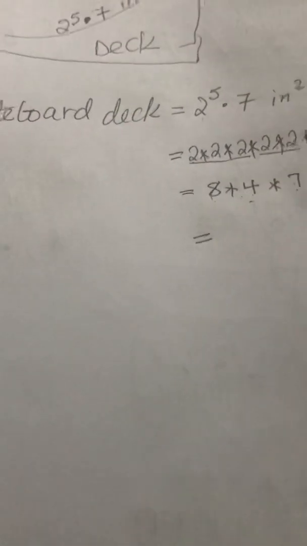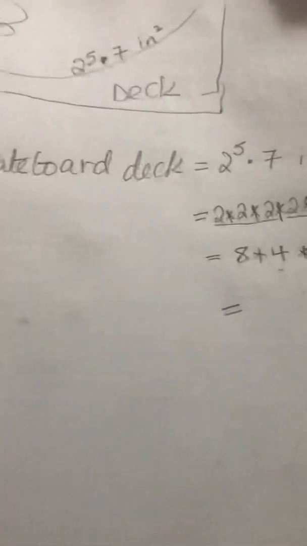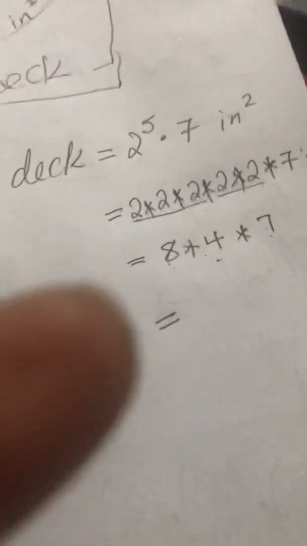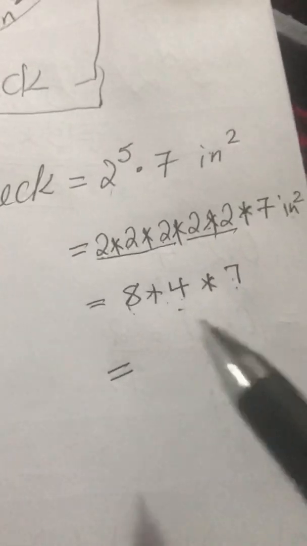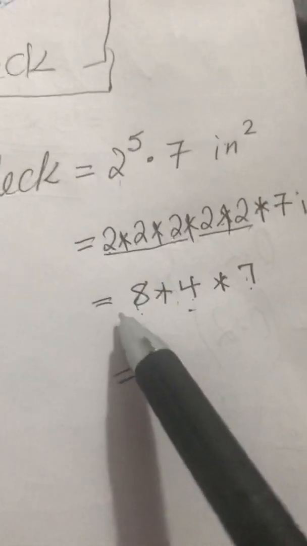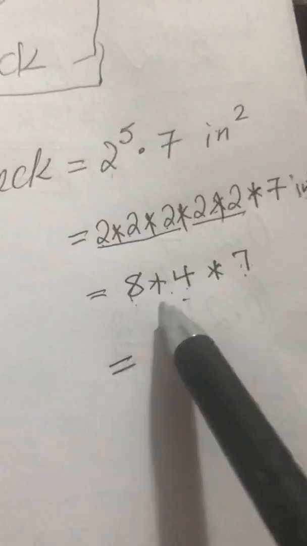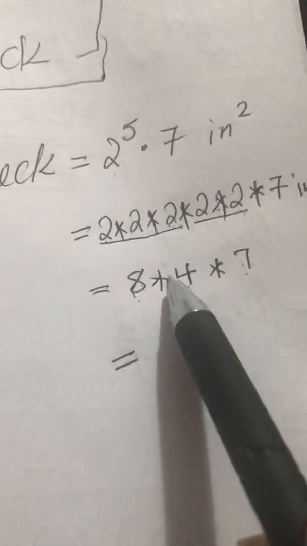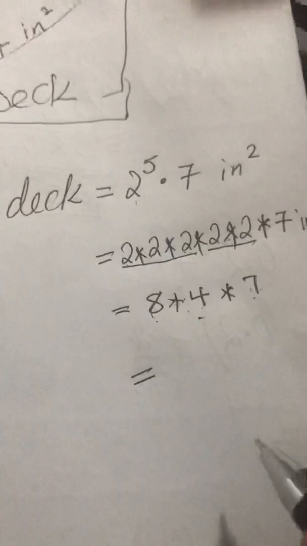Why? Because of the commutative property of multiplication. We learned that in grade 7. The commutative property of multiplication allows me to multiply any pair. So I've said I can do 8 times 4, then times 7. I can do 8 times 7 times 4. I can do 4 times 7 and then 8. Okay?